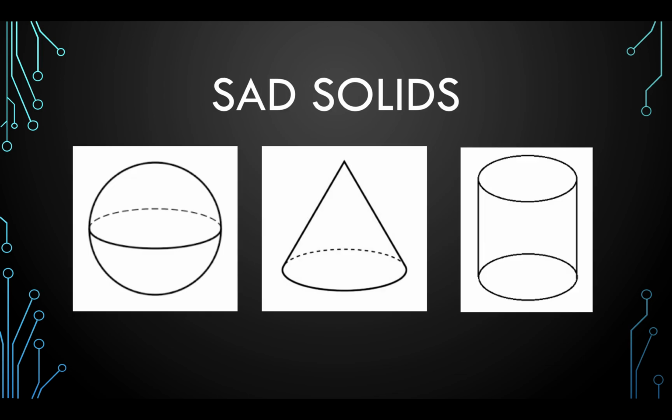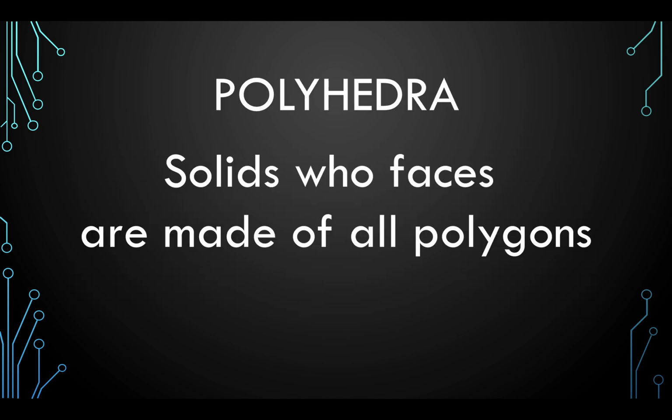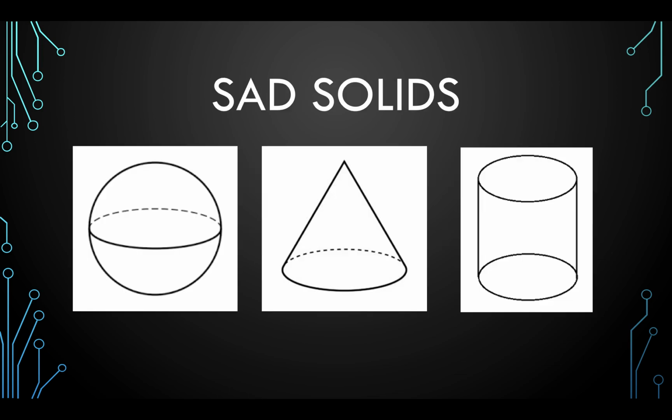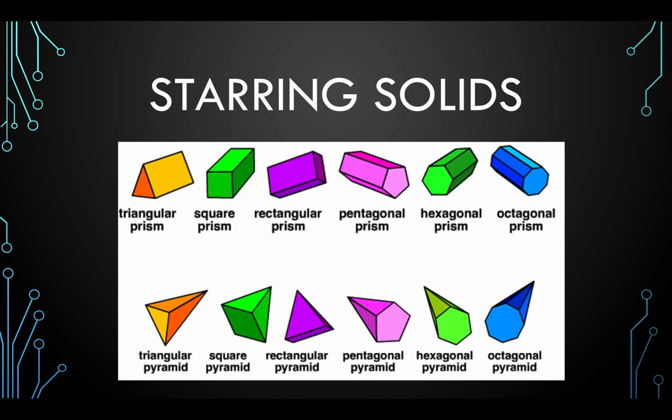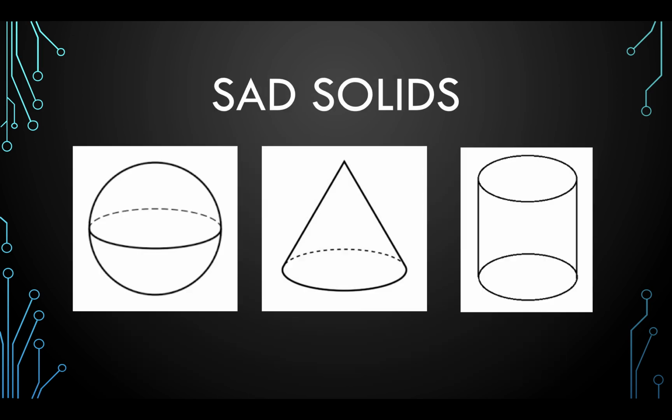Now, these are what we call sad solids. I'm calling them sad because they're not part of the cool kids crew, which is polyhedra. Remember, there is one shape that we talk about a ton, but it's actually not a polygon. That shape is a circle, and these all have circular faces. Or a sphere is really just like a giant circle that's extended up and down. So these are not solids we're going to be talking about today. We'll mainly be talking about prisms and pyramids.